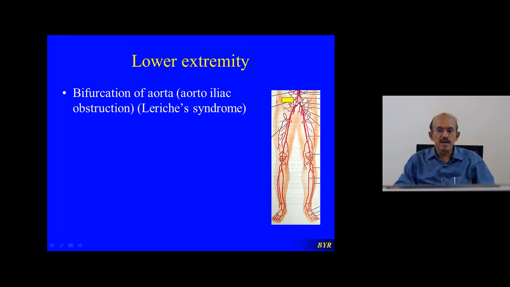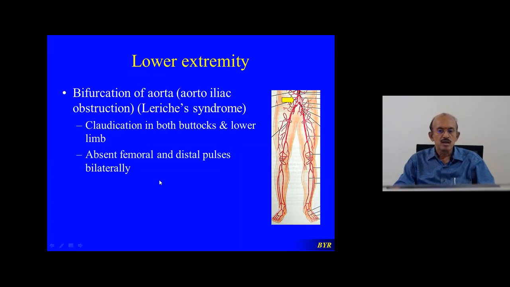So when the bifurcation of the aorta is affected, what will happen? There will be decreased blood supply to both the lower limbs. So the patient will have claudication pain in the buttocks because the iliac vessels are affected, and in both lower limbs. On examination, there will be absent femoral and distal pulses bilaterally, and there will be impotence because blood supply to the penile structure is obstructed.